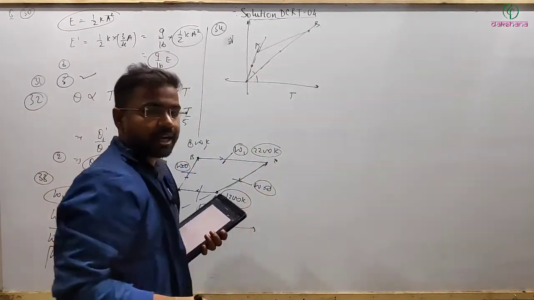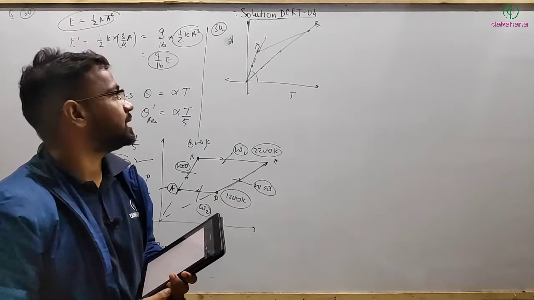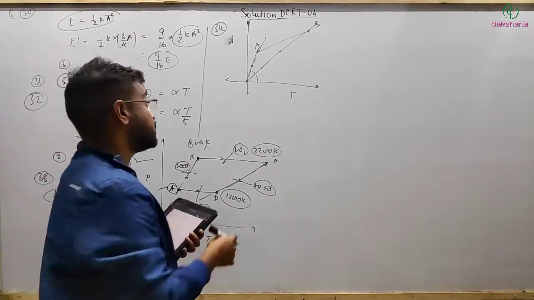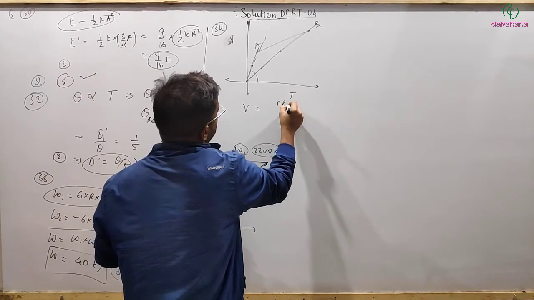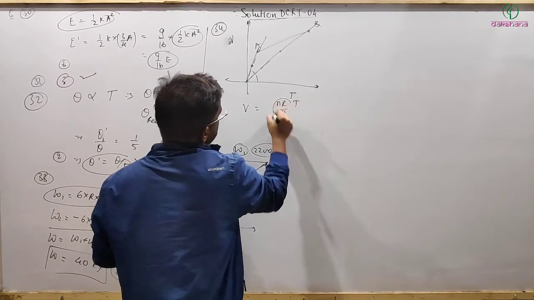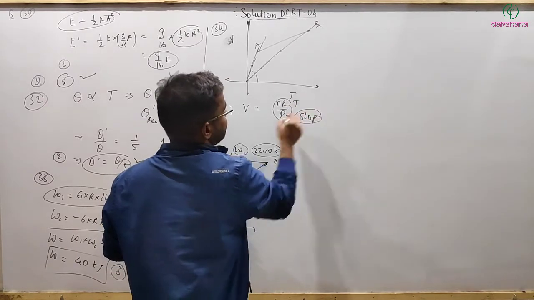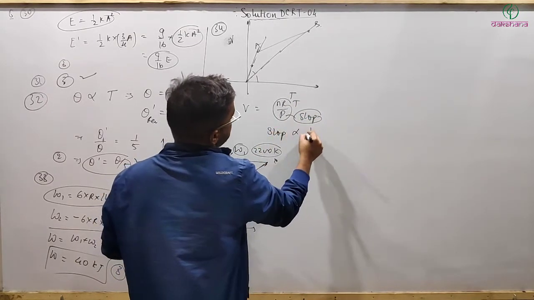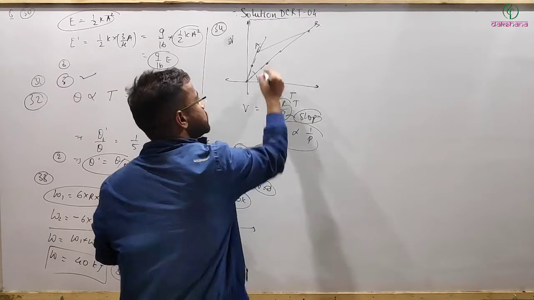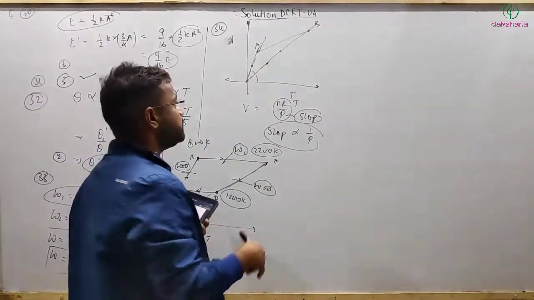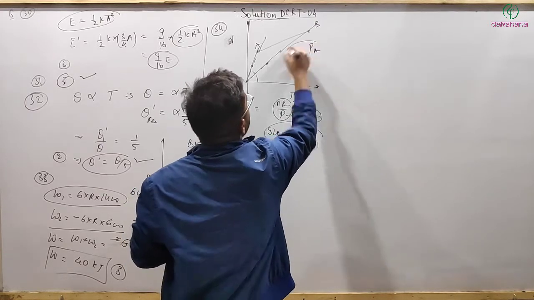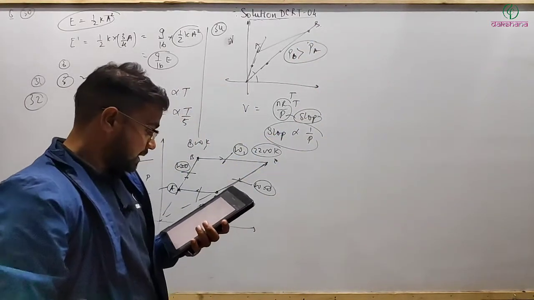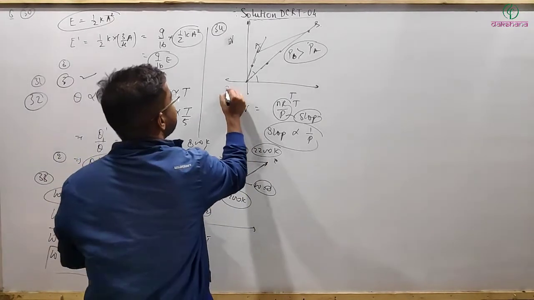For a V-T graph, a constant pressure line actually passes through the origin, and here V is equal to nRT by P. This is the slope, and slope is inversely proportional to P. So here you can see the slope is smaller, which means P at B will be higher than PA, and this is exactly what it's asking. That means matching with option number 3.